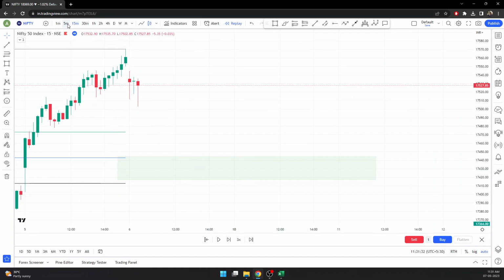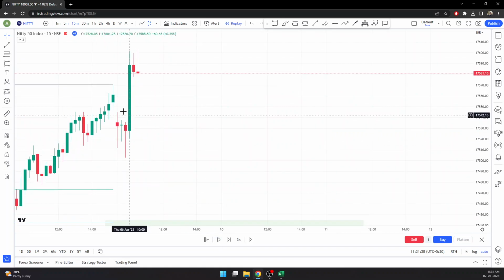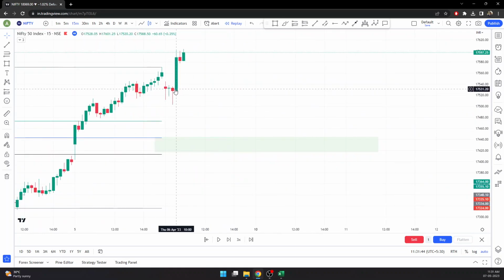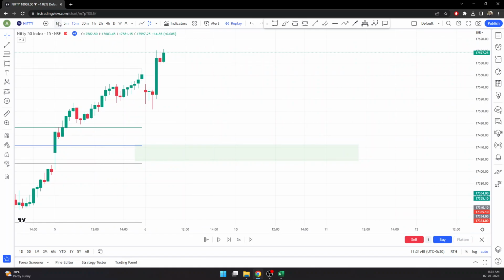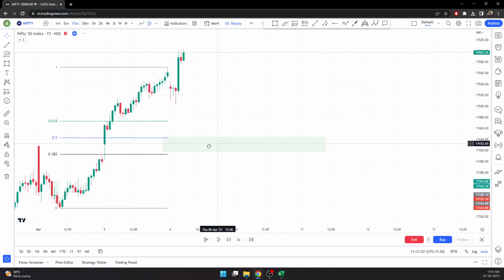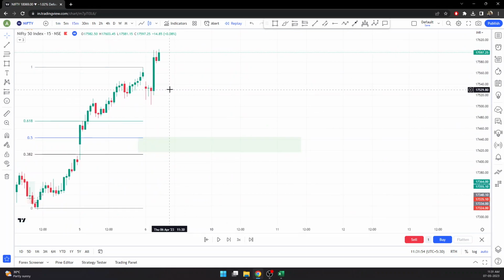Okay, so let's see where the market moves. Okay, we can see one strong move to the upper side. We have one base here now. As per our trading strategy, we'll look for the correction and then we'll look for the buying opportunities.